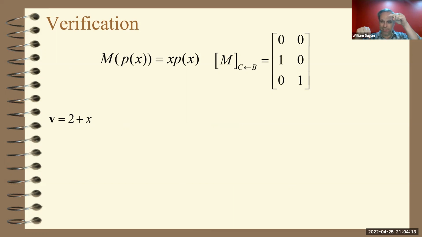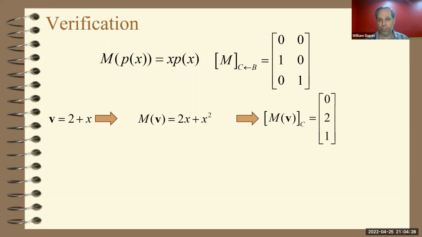Now, if you understood what I did, let's just go test it. Remember, there's 2 ways to get to the same representation. So we have the vector 2x. I'll apply M to it to get 2x plus x squared. I'll then find the coordinates of that relative to C. That's (0, 2, 1). So remember, that is a representation of the image, and that's a representation of that vector, that polynomial in P2.